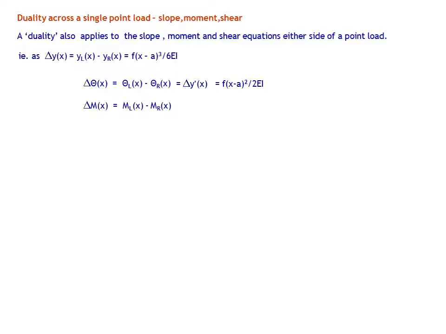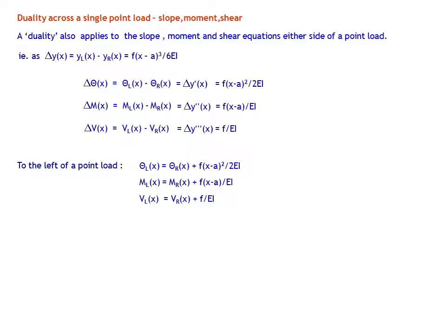The difference in moment, delta m of x, defined to be m L of x minus m R of x, is found from delta y double dash and is equal to f x minus a over EI. Lastly, the difference in shear, delta v of x, defined to be v L of x minus v R of x and given by delta y triple dash, is equal to f over EI.